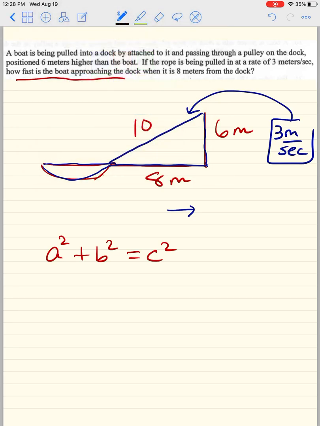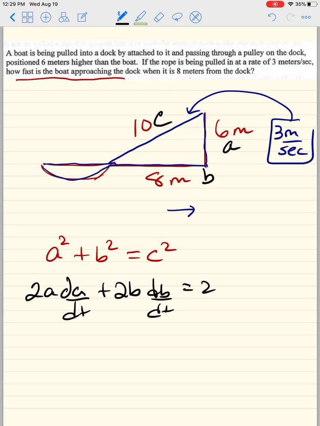So let's call this guy here A, let's call this guy here B, and let's call this guy here C, okay? So 2a dA/dt plus 2b dB/dt equals 2c dC/dt. All the 2's cancel out, so that helps you reduce.